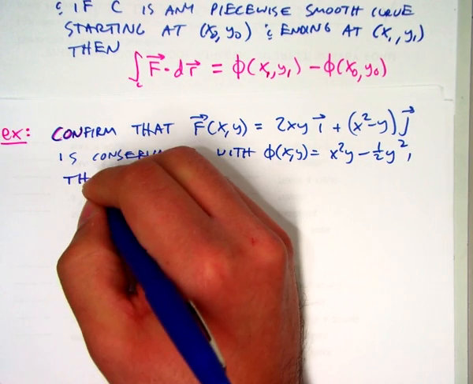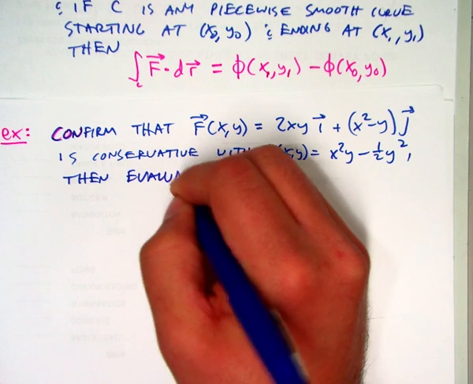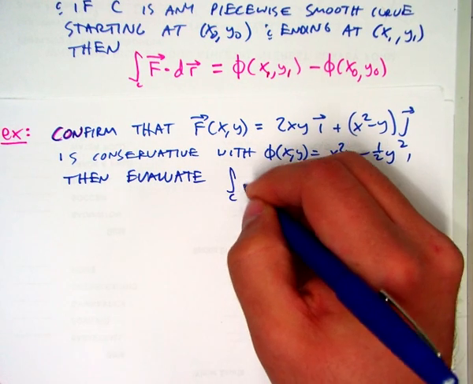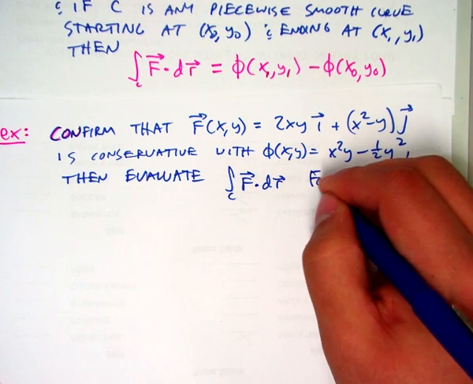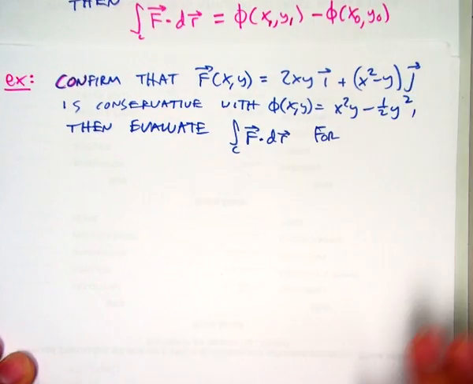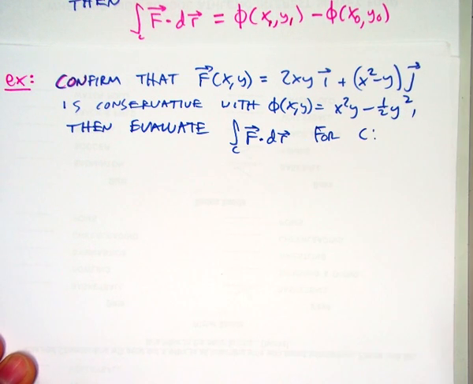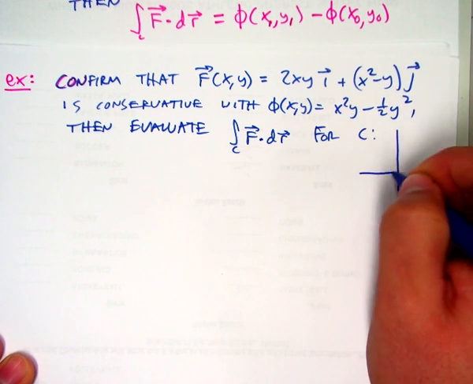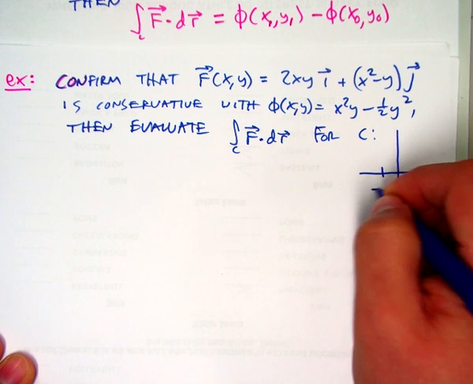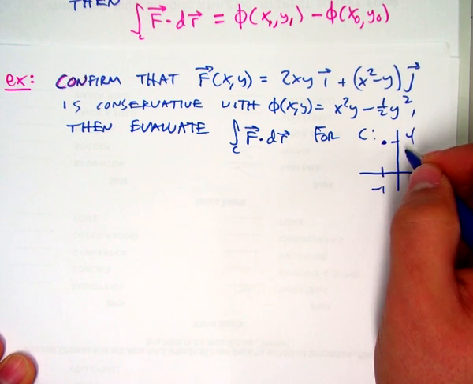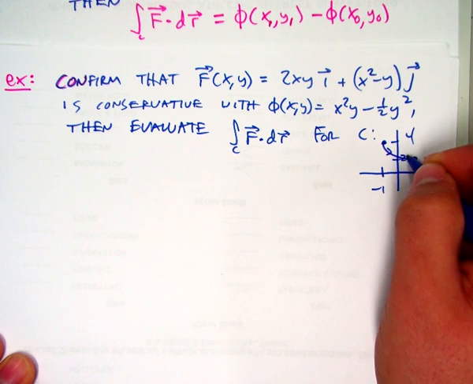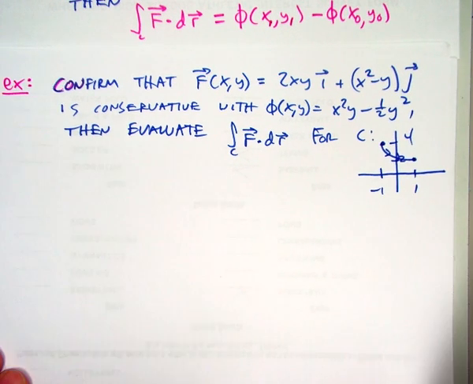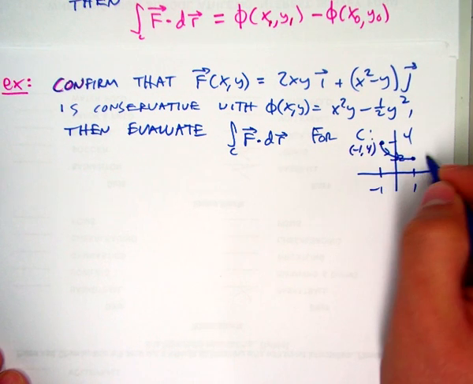Then go ahead and evaluate the line integral of f dot dr for the path C, where the path C goes from the point -1, 4 to the point 1, 2. So again, -1, 4 starting, ending at 1, 2.